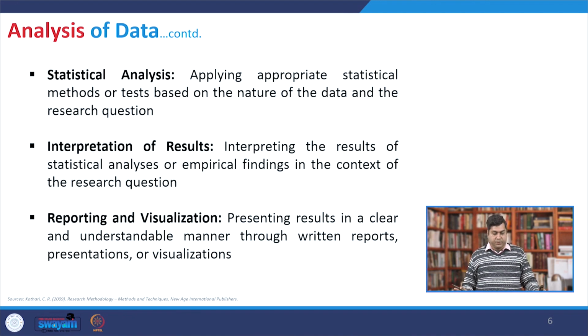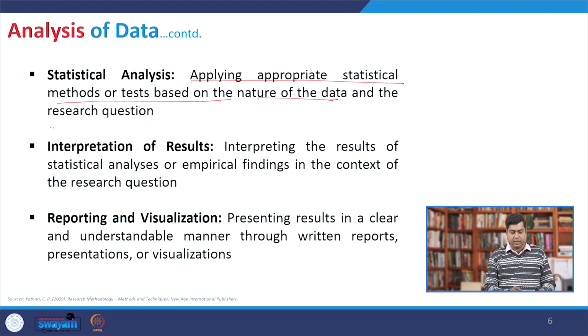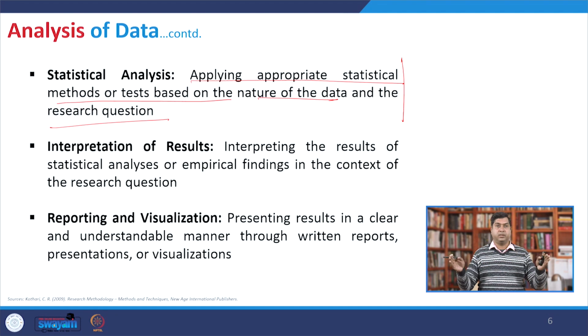Once the data is prepared, we go for statistical analysis. In this case we apply the appropriate statistical method or test based on the nature of the data and the research questions. It can be a parametric test, where parameters are known, such as a t test or an f test. But if the data does not follow a certain distribution, or the type of data is ordinal, which can only show the order, then there is nothing like making the average of that order.